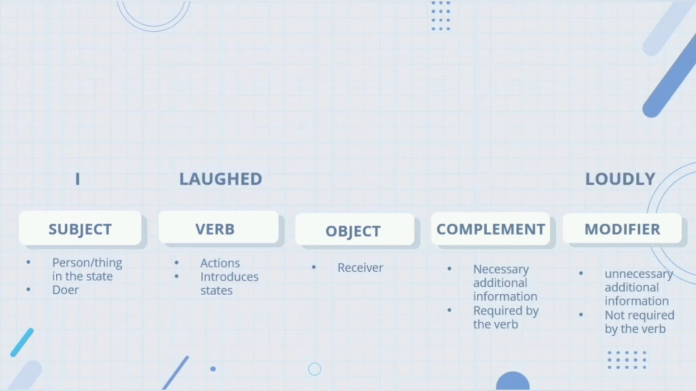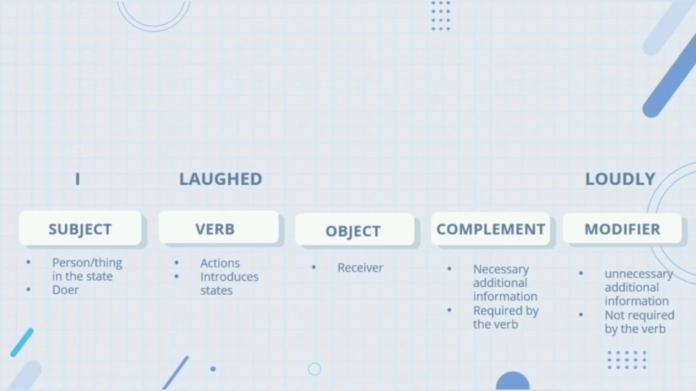On the other hand, unnecessary information is not required by the nature of the verb. The sentence will remain true even if you remove it. For example, I laughed loudly. The word loudly is a modifier because even if it's removed, the sentence would still make sense, as in I laughed.